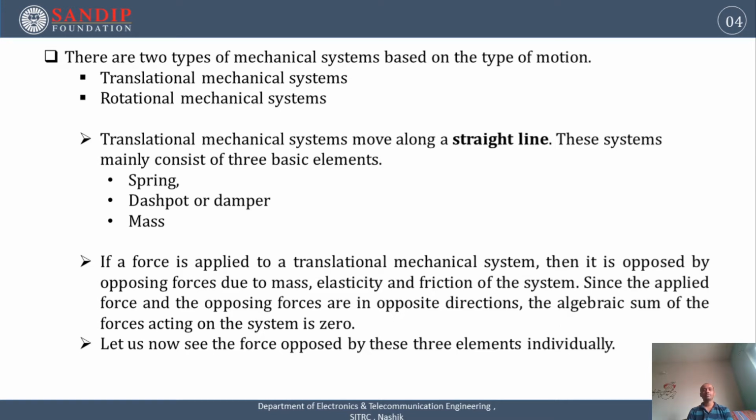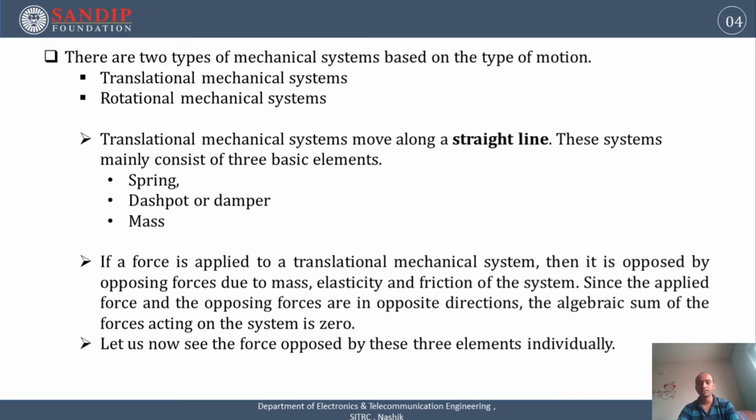Now consider if a force is applied on the translational mechanical system, then it is opposed by the opposing forces due to the mass, elasticity and friction of the system. Since the applied force and the opposing forces are in opposite directions, the algebraic sum of forces acting on the system is always zero. As we apply force on the translational mechanical system, it is definitely opposed by the opposing forces due to mass, elasticity and friction. What does the rule say? The rule says that the algebraic sum of forces acting on the system is always zero.